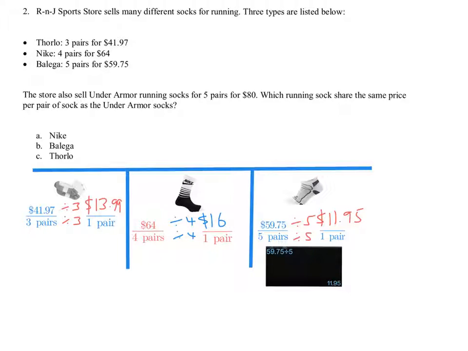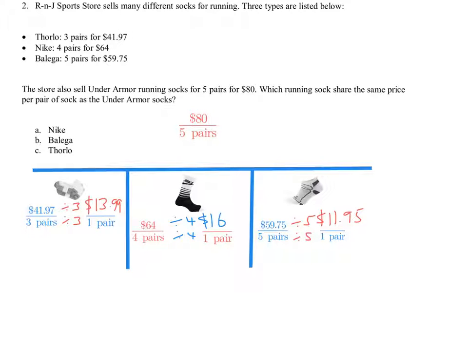All right, so we've figured out the unit rate for each of the 3 pairs of socks. Now we have to figure out what the unit rate will be for Under Armour in order to determine which pair of socks it matches. All right, so let's do one more unit rate calculation. Let's start with the original ratio for the Under Armour socks. And now let's set up the unit ratio for the Under Armour socks. And I can see for this that I need to divide by 5 on the top and the bottom in order to find my unit ratio.